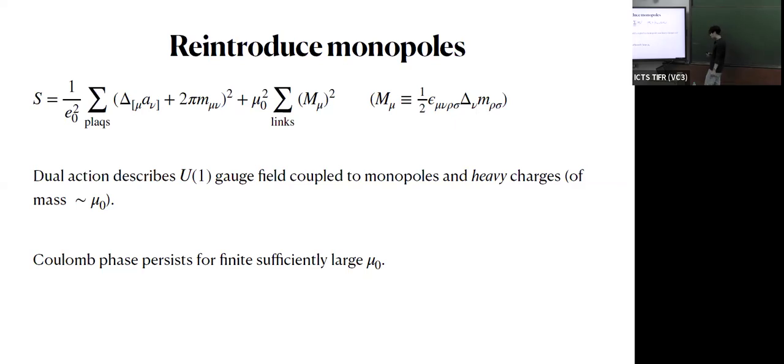Okay? Because these dual electric charges are heavy, you cannot change the fact that you're going to get a Coulomb phase at sufficiently large mass, as well as sufficiently large coupling, the original coupling.